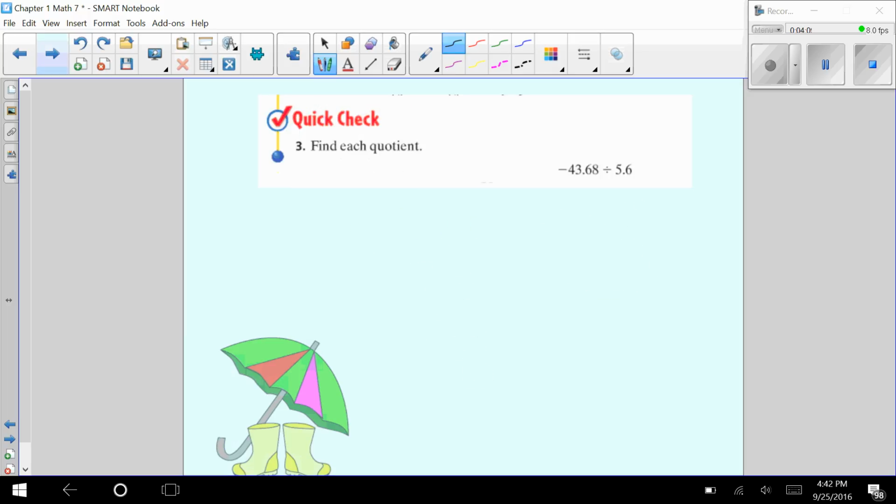All right, our next one is negative 43.68 divided by 5.6. You can try this one on your own. The only difference here is that we have a negative divided by a positive. So when I do this problem, I put my 43 inside, my 5.6 outside. I move the decimal of the 5.6 all the way, which means the dividend moves once.